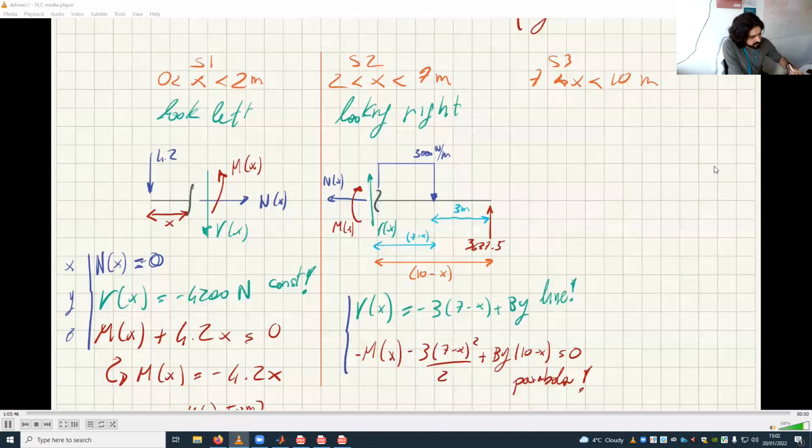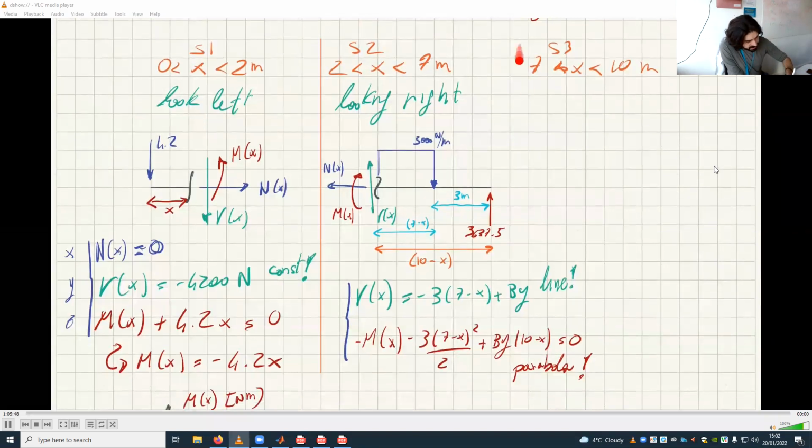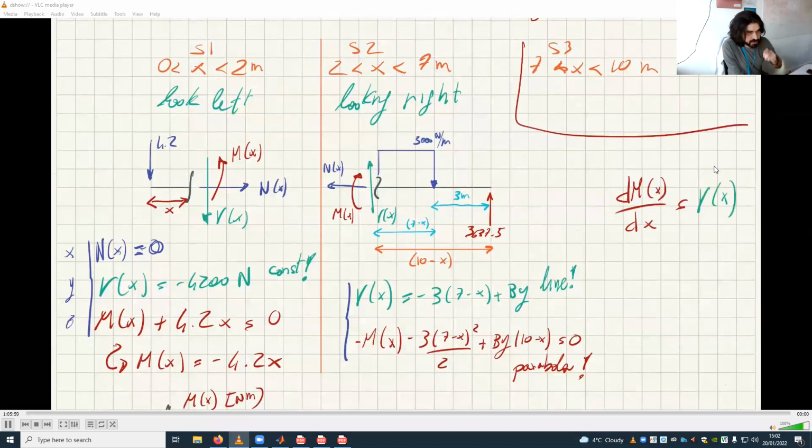Remember that, so I will not do anything with S3. S3, you do it yourselves. Remember that the derivative of the bending moment is the shear force diagram. So how do you find the maximum or minimum of a function? You take the derivative and set it equal to 0. So the maximum bending moment will happen where you have 0 shear force.